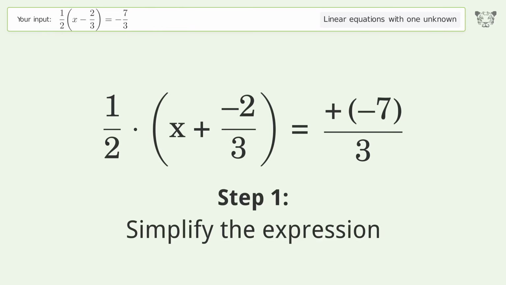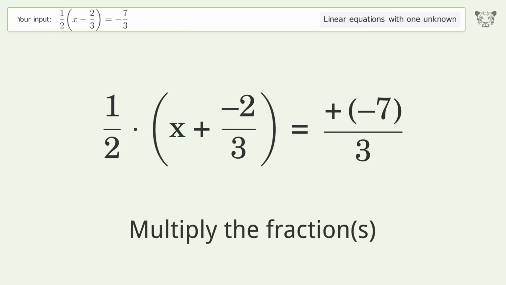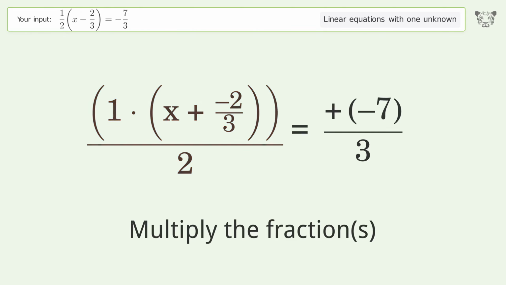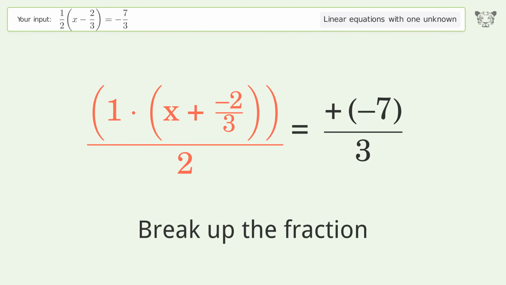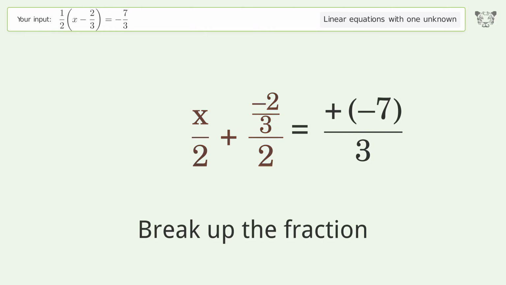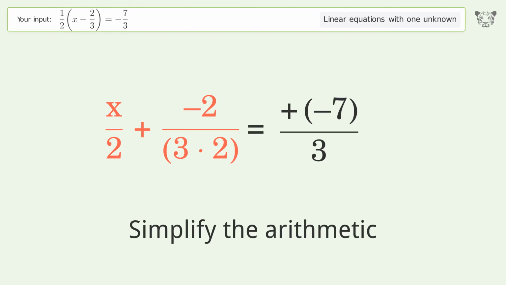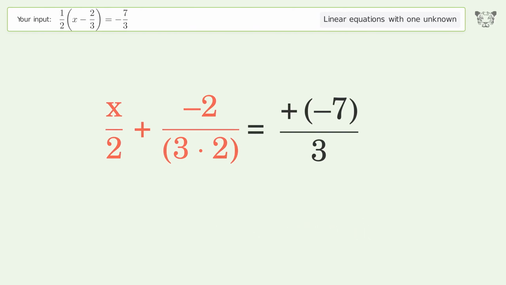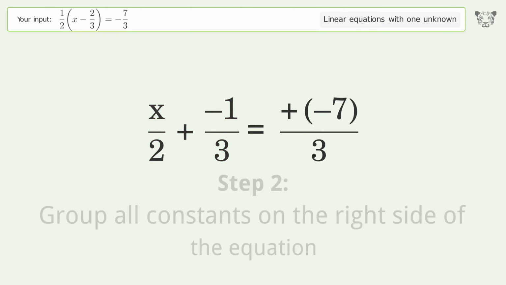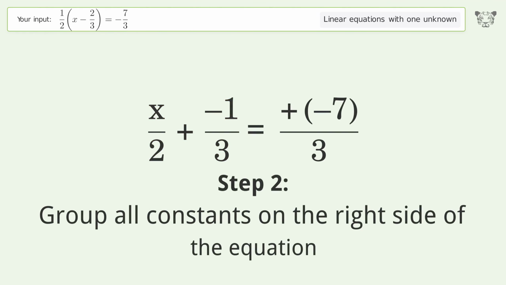Simplify the expression. Multiply the fractions. Break up the fraction. Simplify the arithmetic. Group all constants on the right side of the equation.